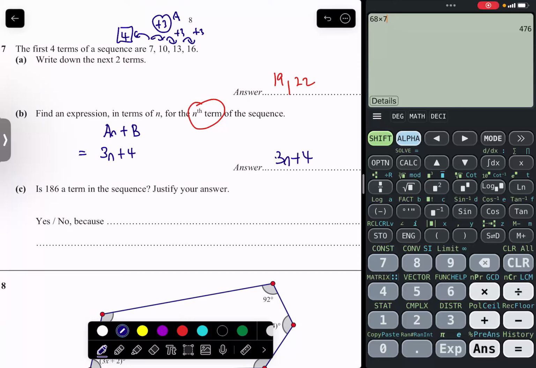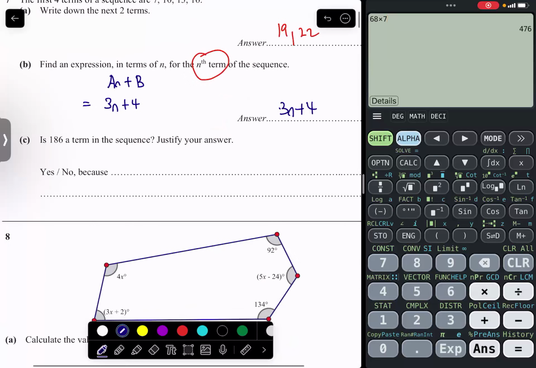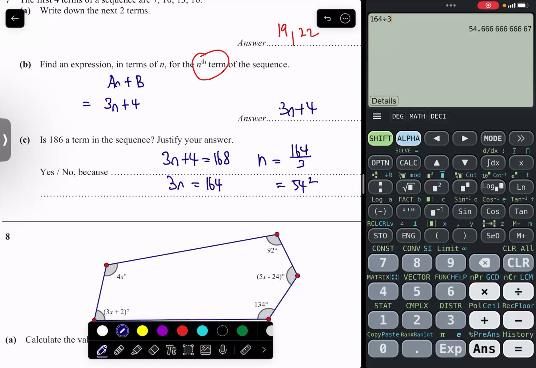Simple. Is 186 a term in the sequence? Justify your answer. So we equate 3n plus 4. If 3n plus 4 equals 168, then 3n will equal 164. So n equals 164 divided by 3, which equals 54 and 2/3. So no, because n is not a whole number. The answer would be yes if n was a whole number.